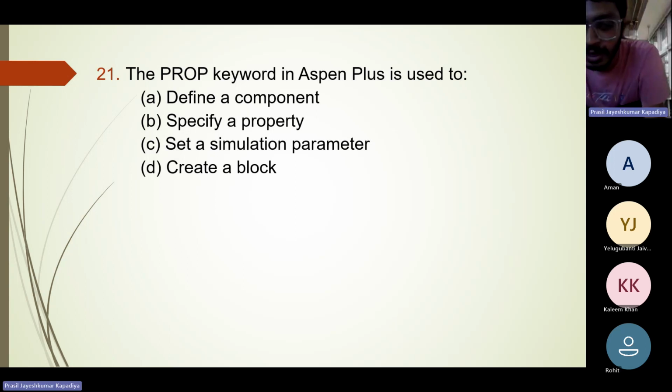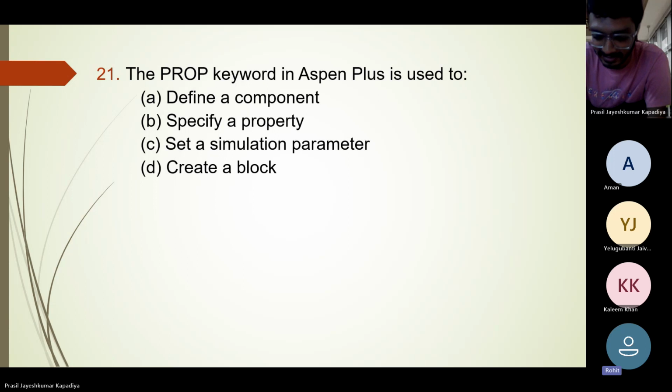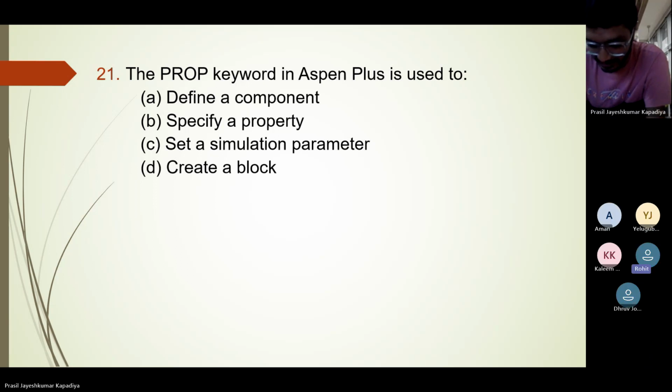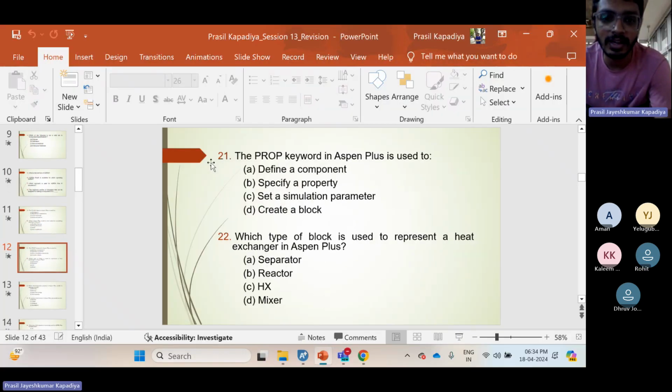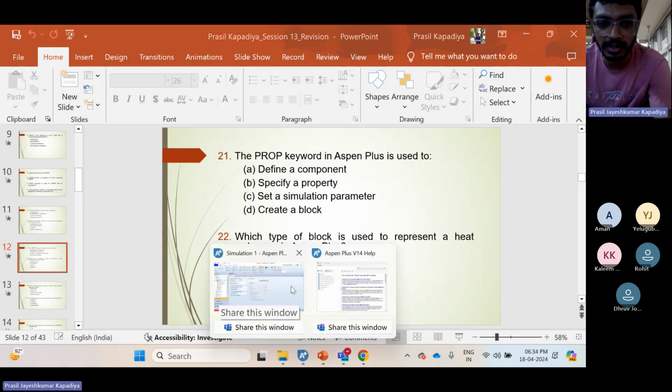When do we use the prop keyword? I know what most of you are going to say. Please respond, these are very easy Aspen questions. My Aspen has stopped, a license checkout error is coming, so I was not able to access Aspen at this moment. But this is a very easy question. It should be for defining a component, not for defining a property.